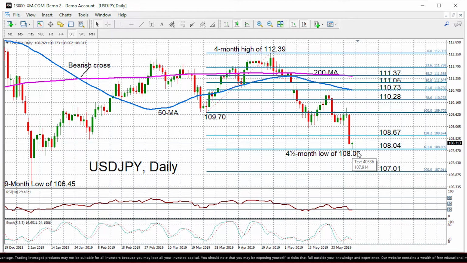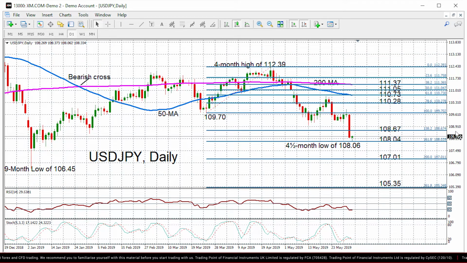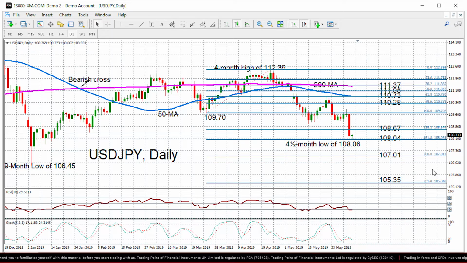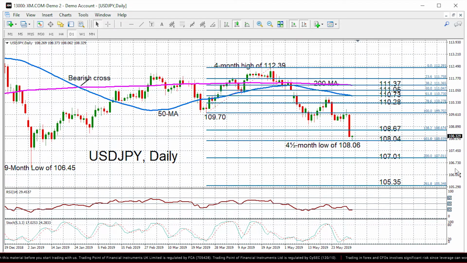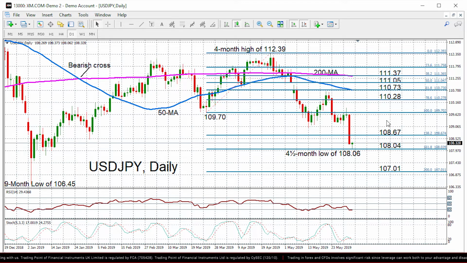There is immediate support coming from the 161.8% Fibonacci extension of the up leg from 109.70 to 112.39. Earlier today it made the 4.5 months low, 108.06. So if that support is breached, we could see the 107 handle being the next aim for the bears, which is the 200% Fibonacci extension, and then further down we've got the 261.8% Fibonacci extension at 105.35.